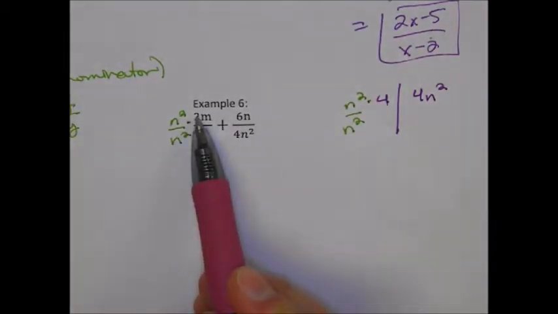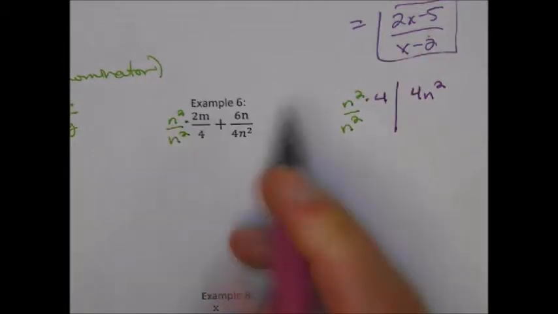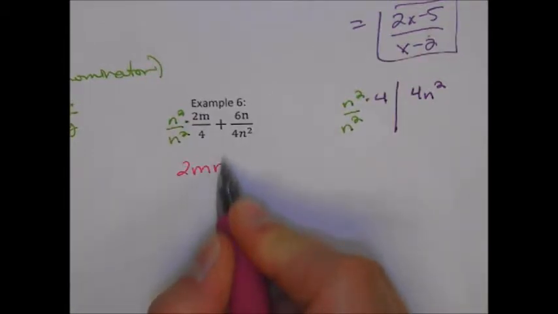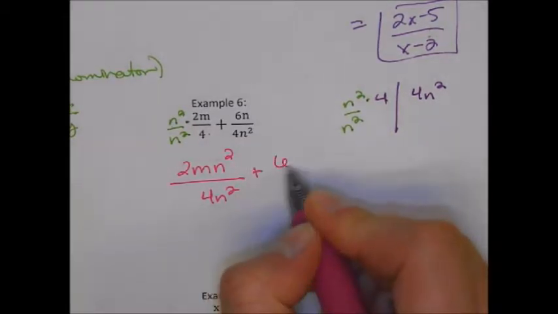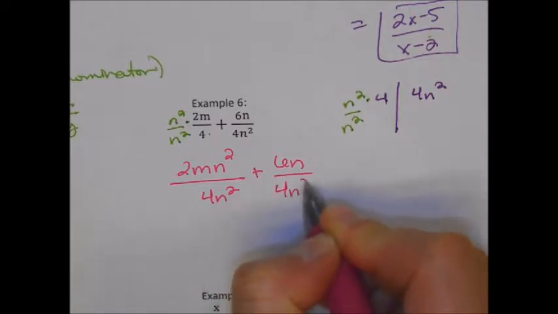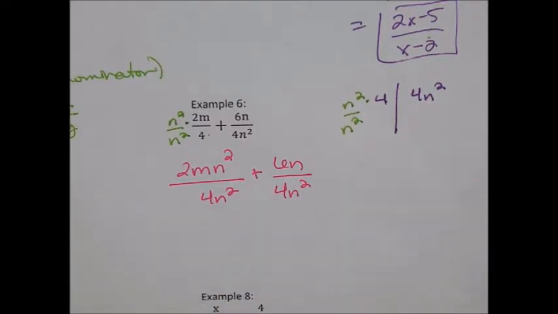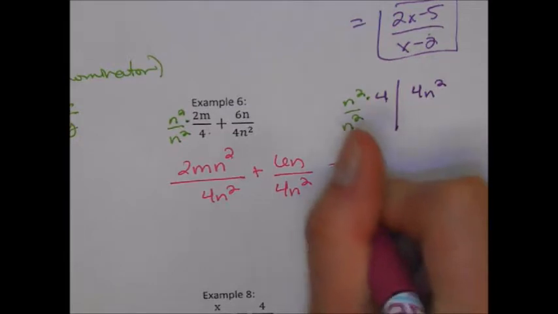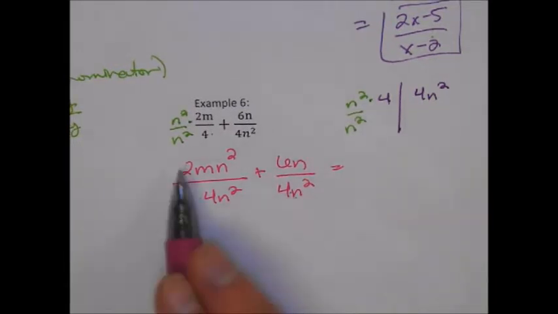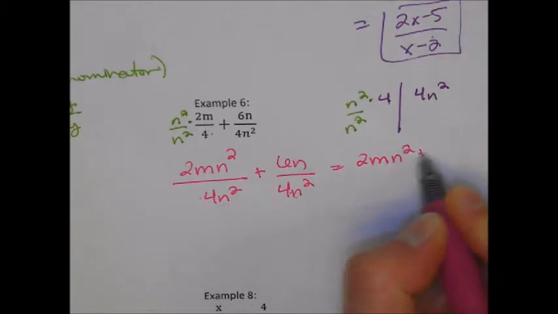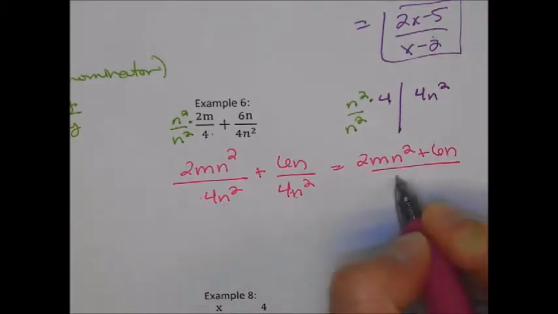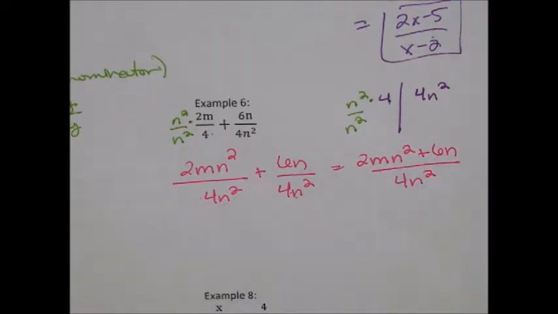What do I get? I get 2mn squared over 4n squared plus, I didn't have to change this one, 6n over 4n squared. Now I have a common denominator, so I can add straight across: 2mn squared plus 6n over 4n squared.